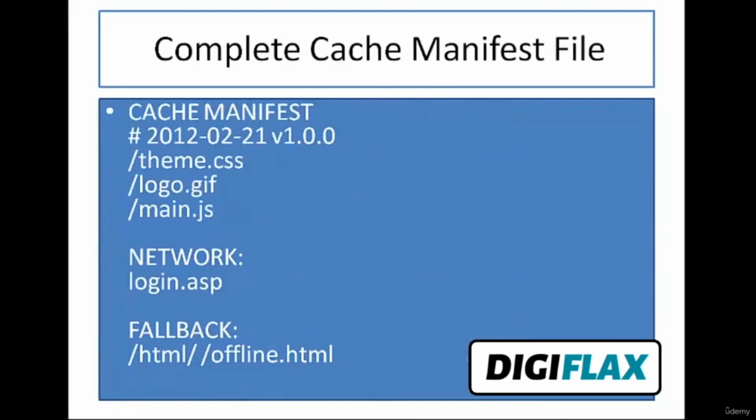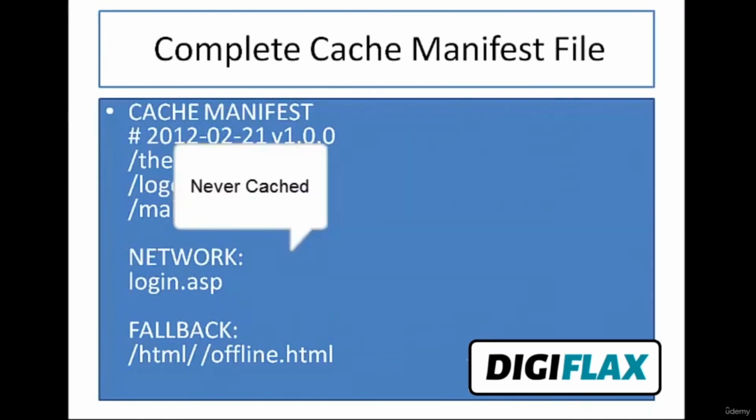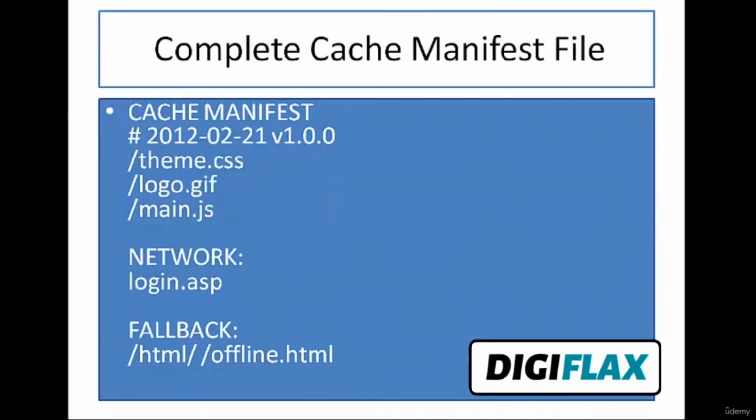This is the complete cache manifest file. First one is the CACHE MANIFEST. These files are cached the first time we visit the web page. The other is NETWORK. In the network category, the login page is never cached. The last one is FALLBACK. It is used as a backup.